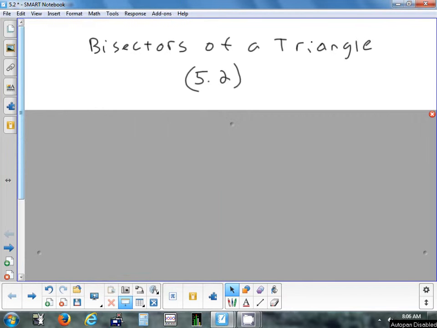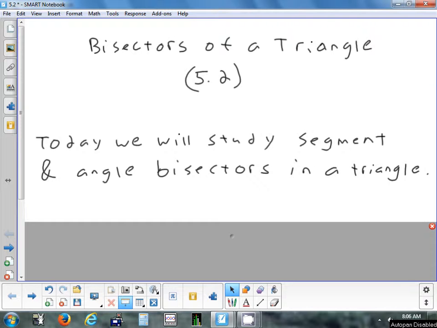All right, so we're going to continue looking at Chapter 5. We did 5.1 last time when we had class on Thursday. Now we're going to look at 5.2, bisectors of a triangle. There's two kinds of bisectors we can look at: segment bisectors and angle bisectors.